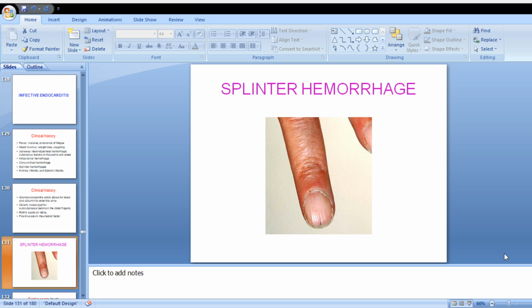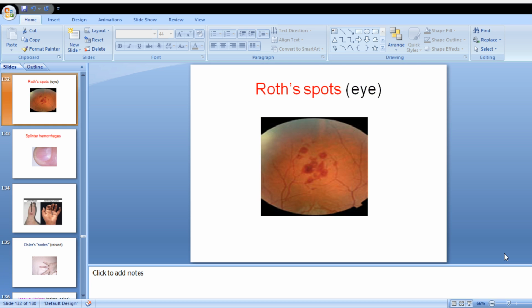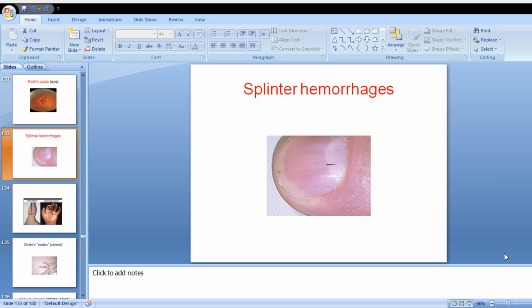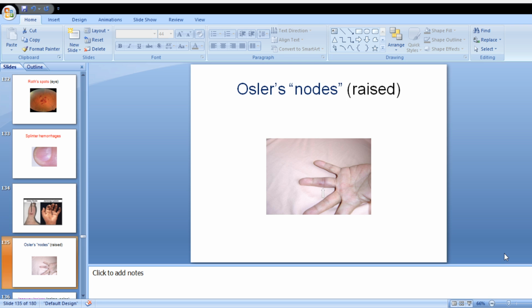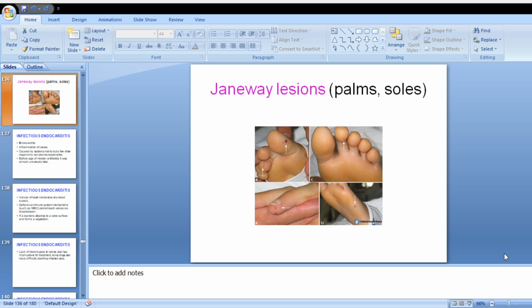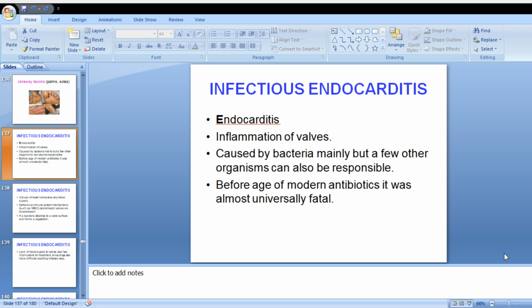This is splinter hemorrhage in the finger. Then this is Roth spot in the eye, splinter hemorrhage, Osler's node and Janeway lesion, Osler's node at finger. Then again Osler's node, Janeway lesion, which on palm and sole we can see clearly.